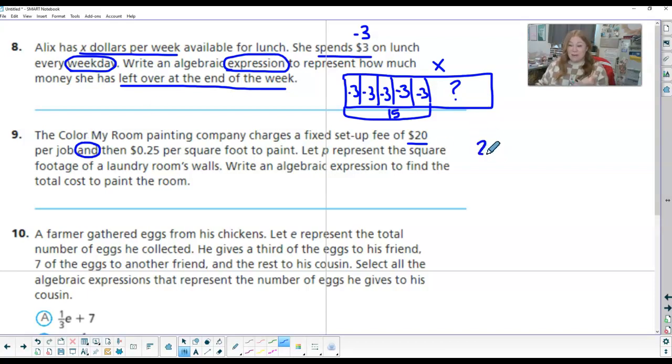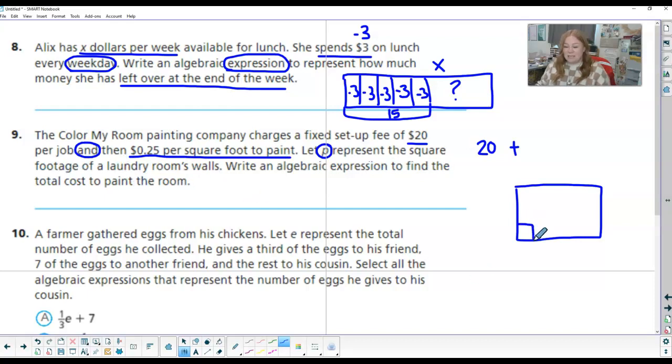So they have to pay $20. And they have to pay 25 cents per square foot. And they're going to paint P square feet. They're paying so, right? If this was my laundry room, so we're trying to find how much would it cost, write an algebraic expression to find the total cost to paint the room.